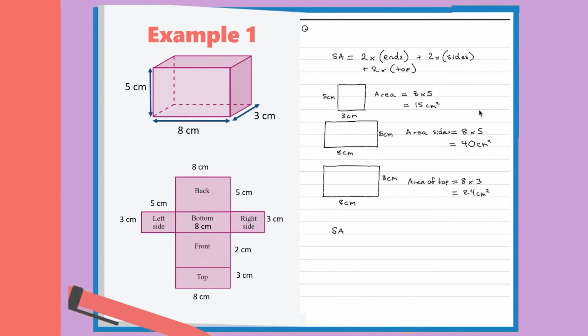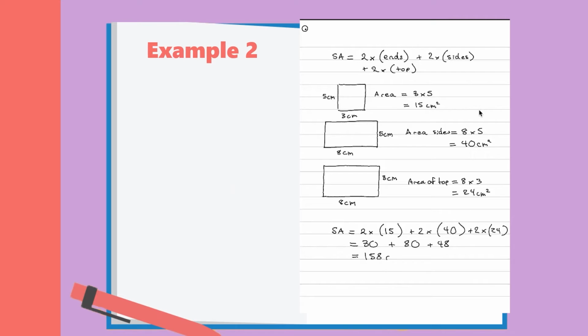So the surface area is going to be equal to 2 times our ends, which is 15, plus 2 times our sides, which we worked out was 40, plus 2 times our top, which is going to be 24. And this works out to be 30 plus 80 plus 48, which is equal to 158 centimeters squared.